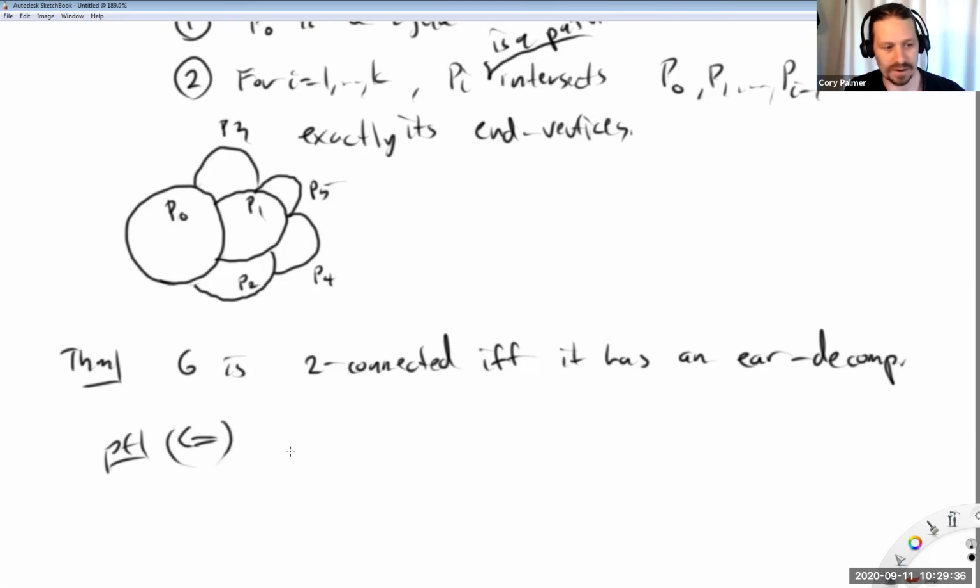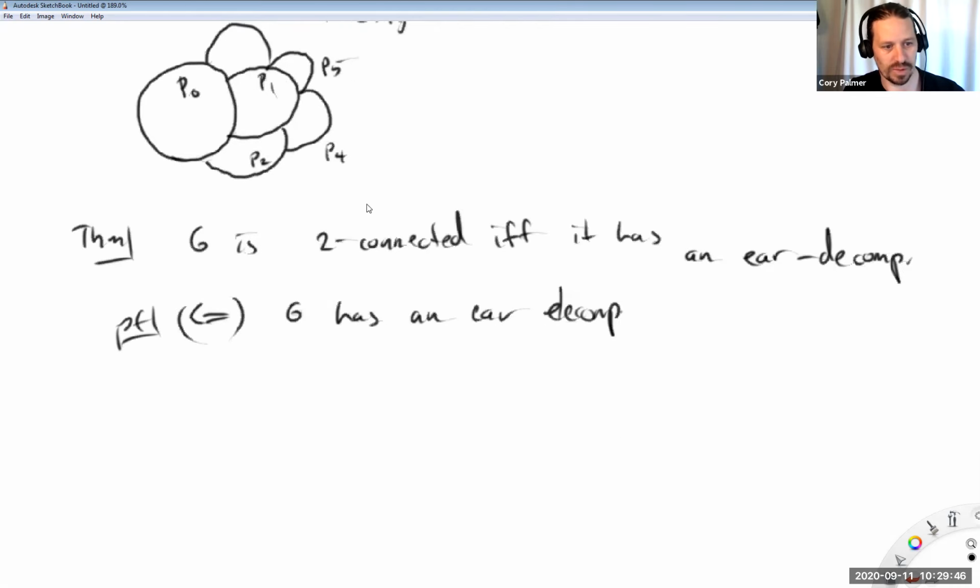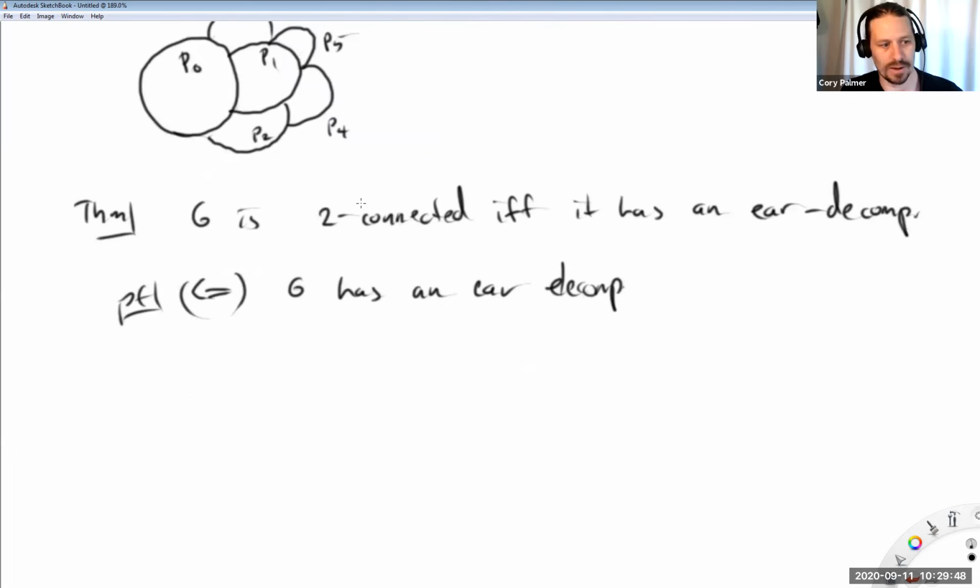So let's start off with the fact, suppose G has an ear decomposition. And this is a proof by induction, but I'm going to be a little bit hand wavy here. So G has an ear decomposition, and I want to confirm that it's two connected. What I'm going to do is run the procedure of building the graph up via its ear decomposition. So what does G look like? Well, G has a cycle P0, and I'm going to show, well, is this two connected?